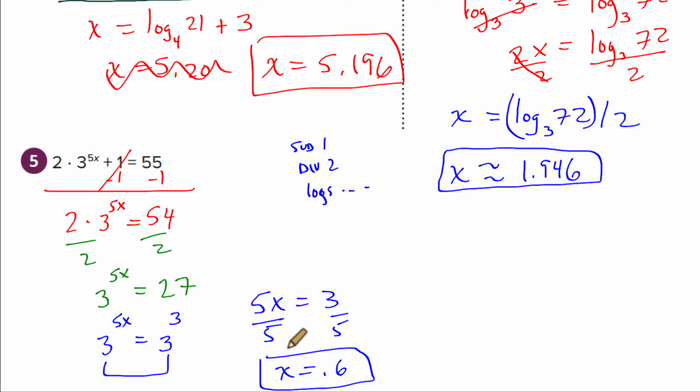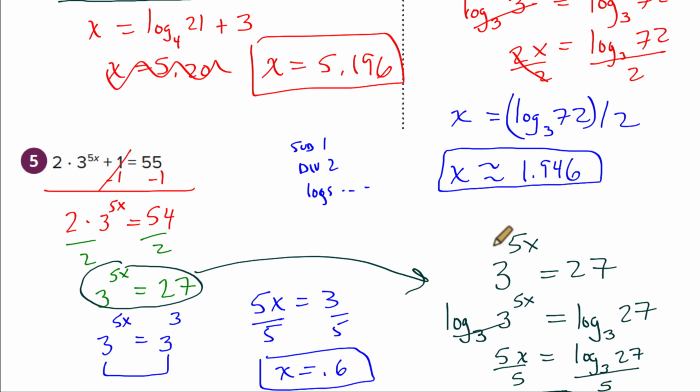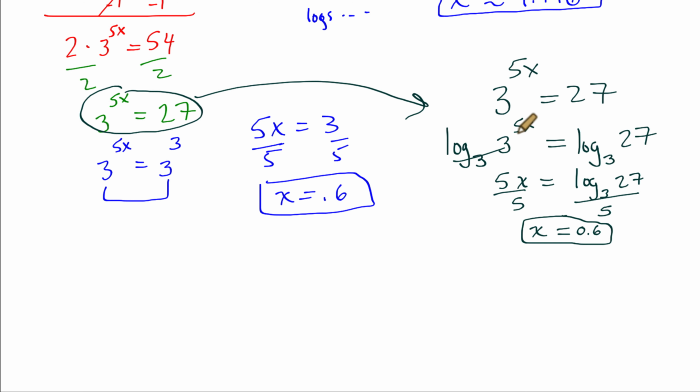Let's show the other solution here, just in case you don't believe me. All right, here we go. We get 3 to the 5x equals 27, and so we take log base 3, right? If we were going to use logs there, we would do that. Of course we would. We get 5x equals log base 3 of 27.